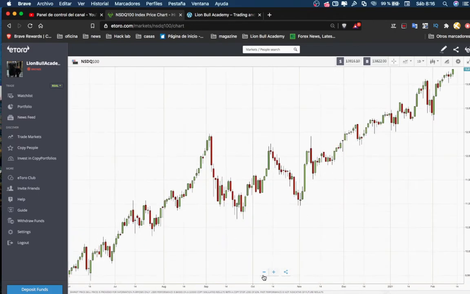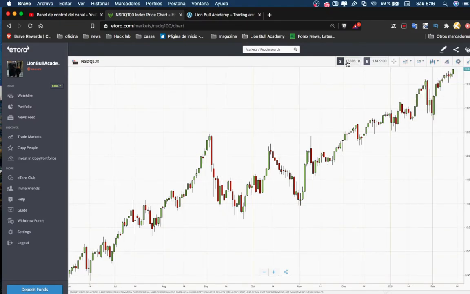So now you know a little bit what the chart is. You know that we use it to make technical analysis, to try to understand where the price is going next and the important levels that we can look at. Now let's look a little bit more at the buttons we have here in this bar.